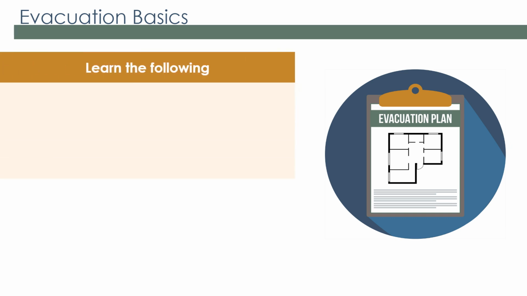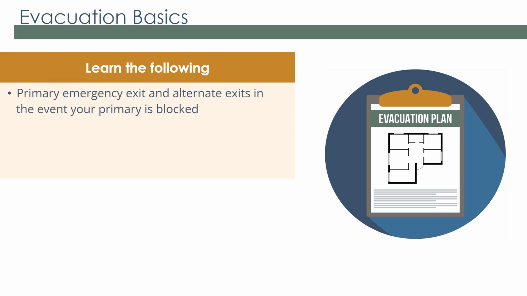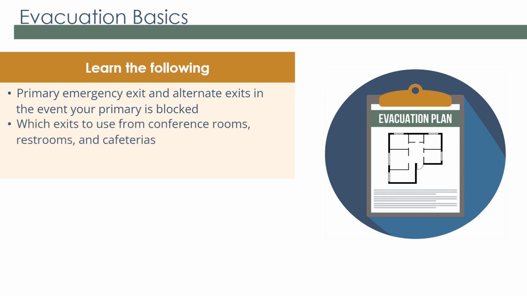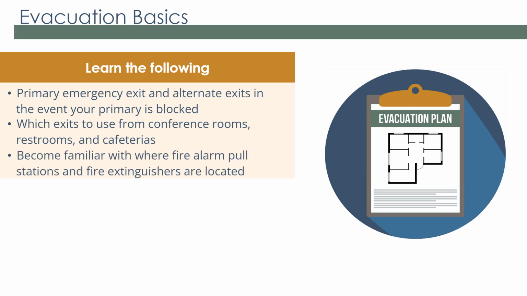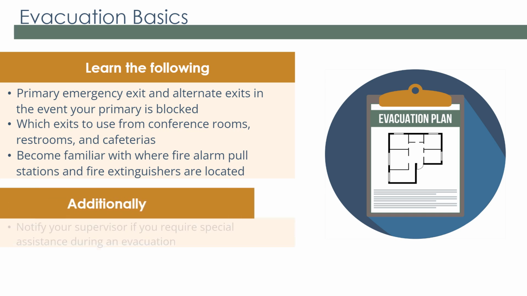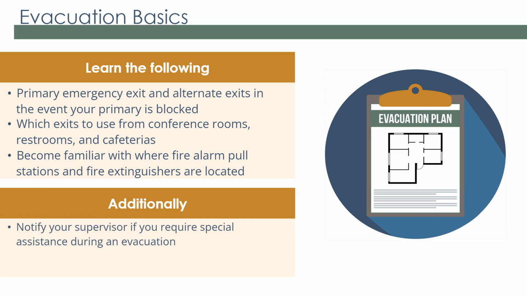Take the time to learn your primary emergency exit and alternate exits in the event your primary is blocked, and which exits to use from conference rooms, restrooms, and cafeteria. Become familiar with where fire alarm pull stations and fire extinguishers are located. You are also responsible for notifying your supervisor if you require special assistance during an evacuation. If you have any guests on site, make sure to keep close contact with them during an evacuation.